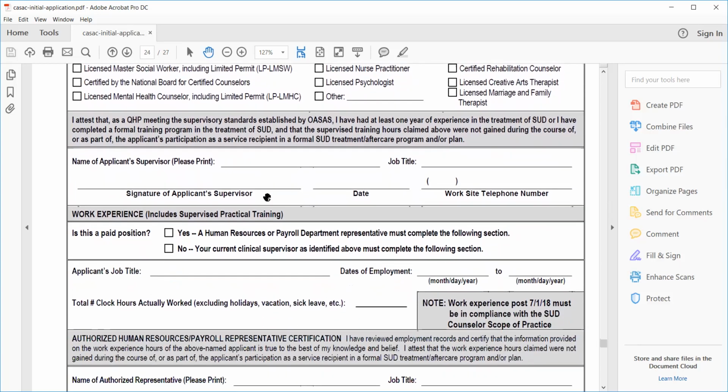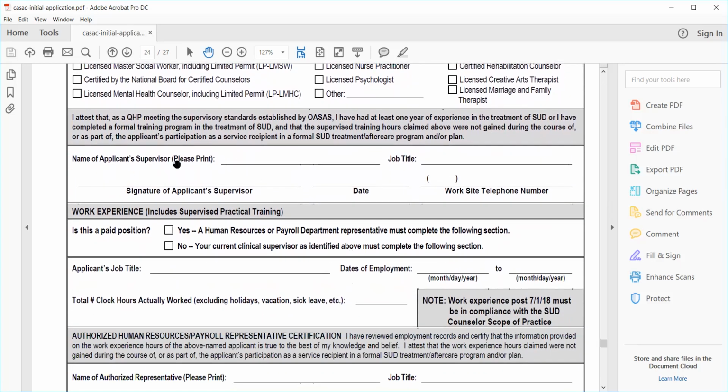Now we go down. This is your supervisor's name, print, what is their job title? They need to sign this, date it. I would have it on the same date of your last day of internship because you're going to have all these hours, and then the telephone number that they can reach your supervisor. All right, this is what I was saying a minute ago.